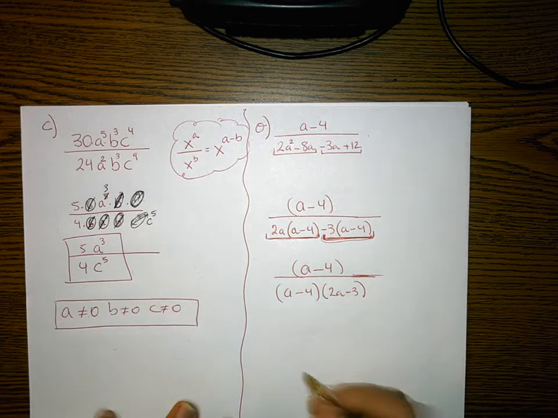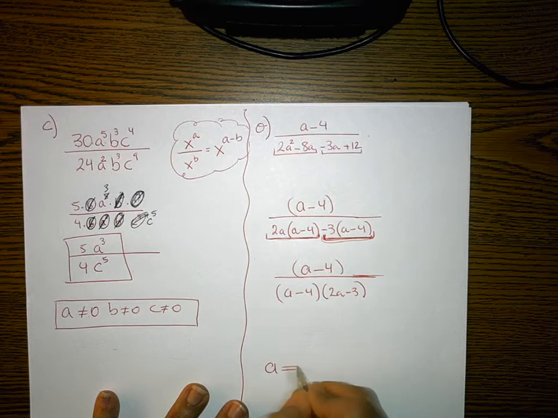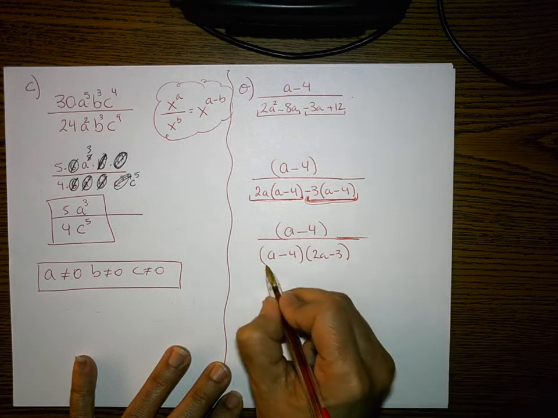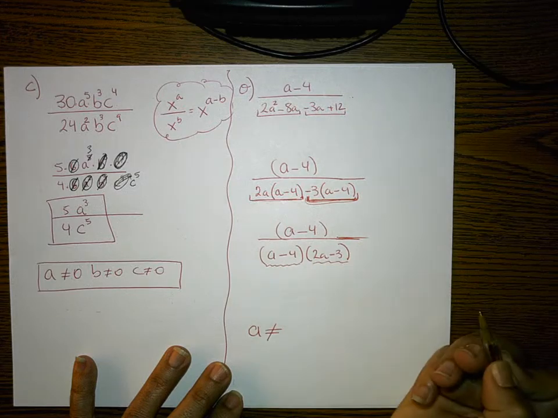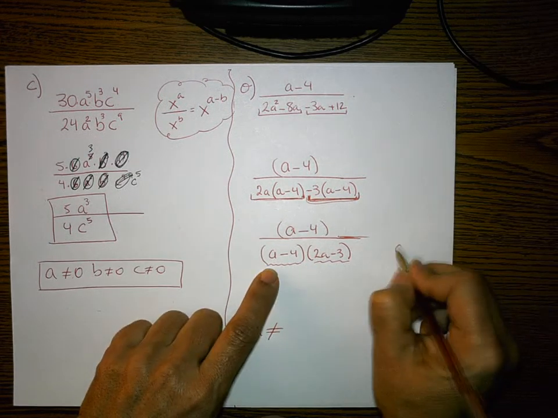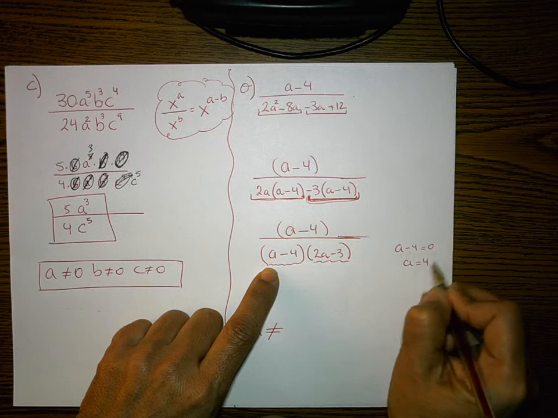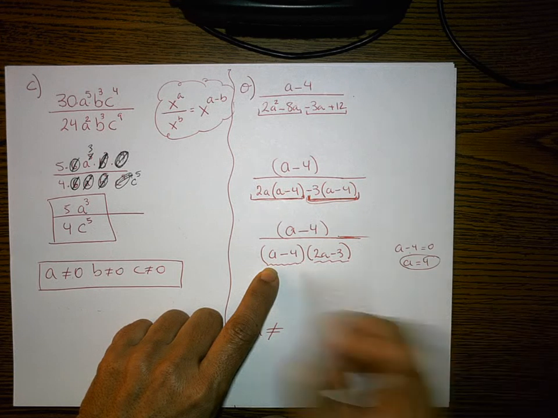I have to decide the values that a cannot be. How do I do that? I don't have to guess it. I set each of the factors in the denominator equal to 0. So if I set a minus 4 equal to 0, you add 4 to both sides, a equals 4, it's going to cause us a problem. So a cannot be 4.